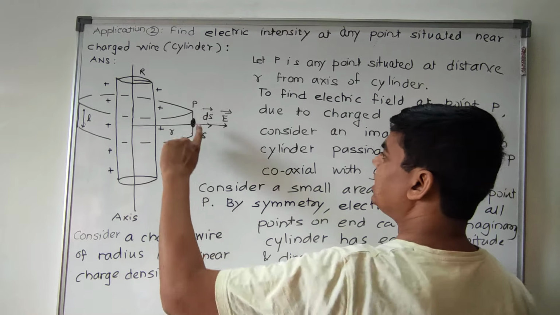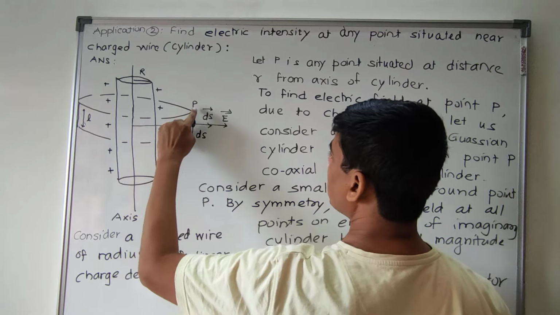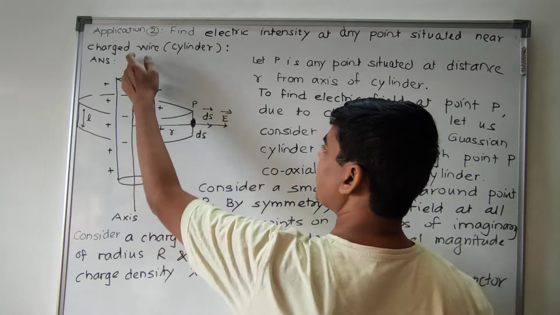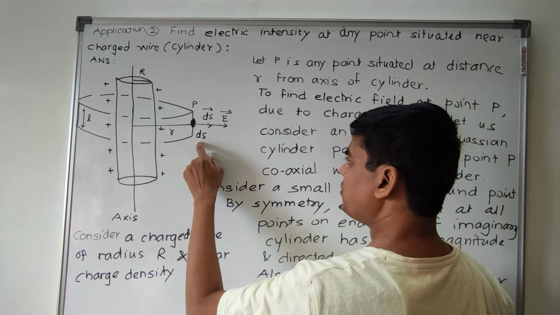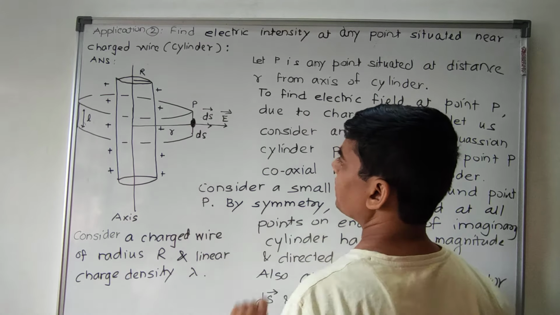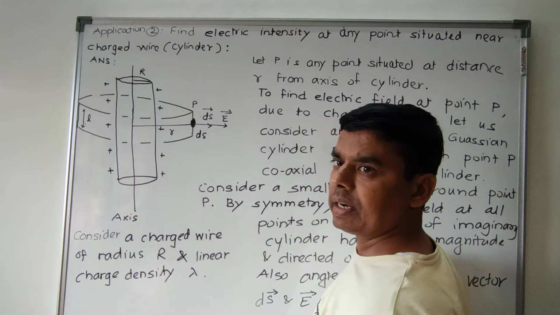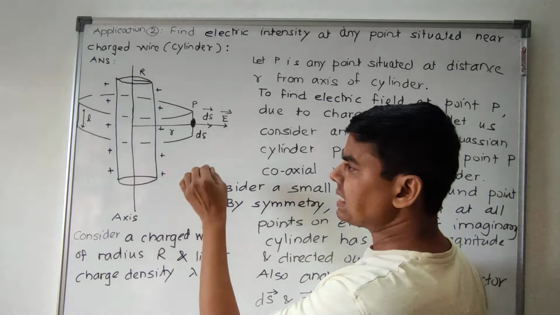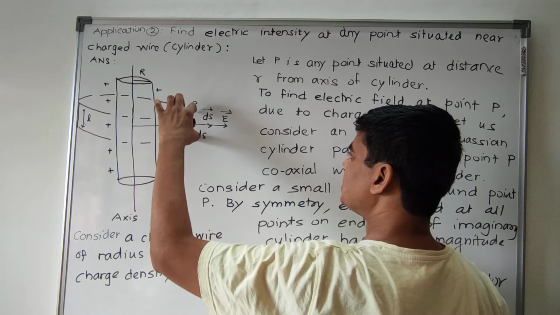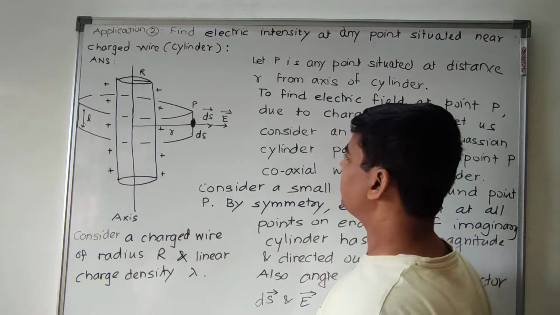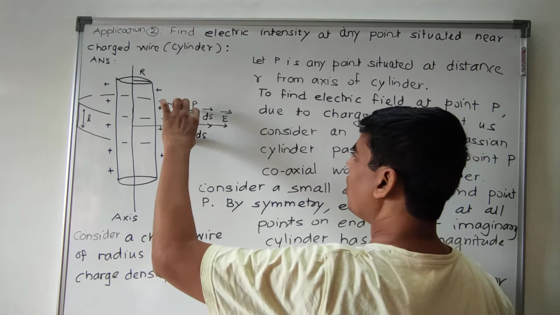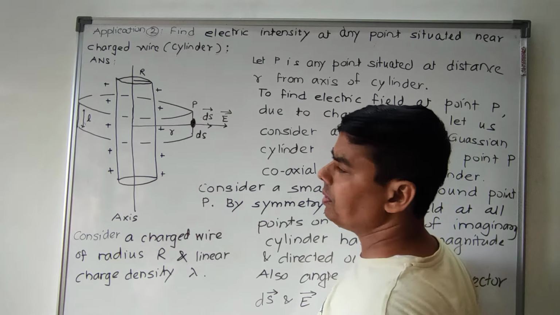For that, let us form an imaginary coaxial Gaussian cylinder. Coaxial means this cylinder and the original cylinder have the same axis. So let us form an imaginary Gaussian cylinder passing through point P and coaxial with the original cylinder. Let us consider a small area ds of this imaginary Gaussian cylinder around point P.